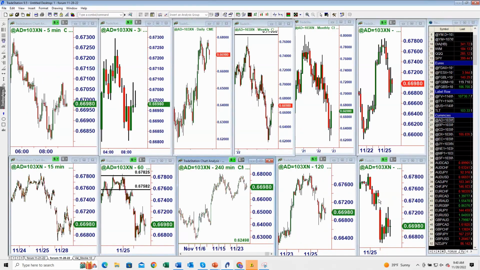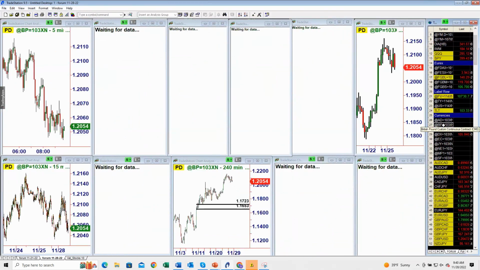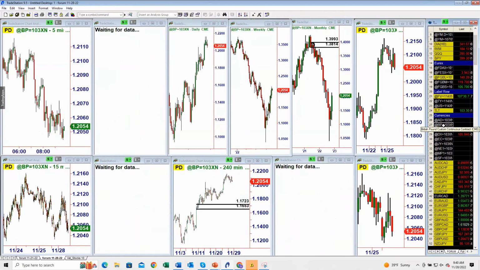Okay. Let's keep going though. A lot of markets to look at. Let's go to the British pound. And we'll start with the futures.